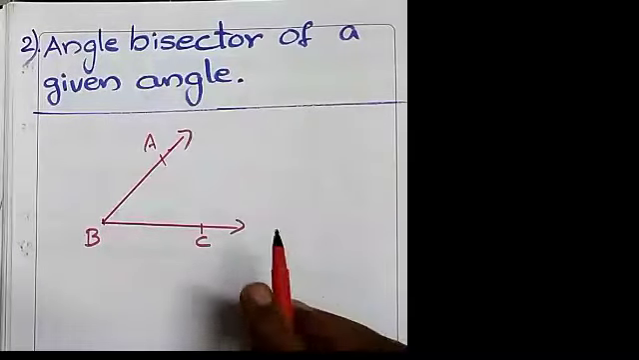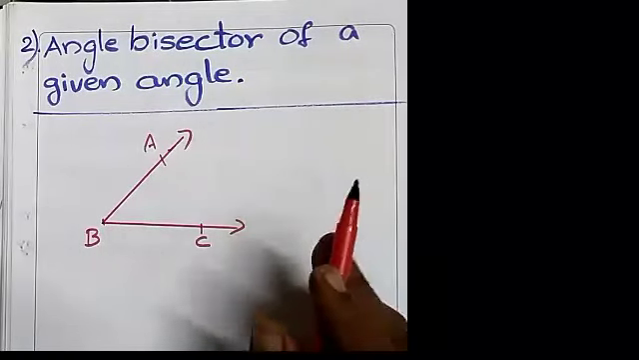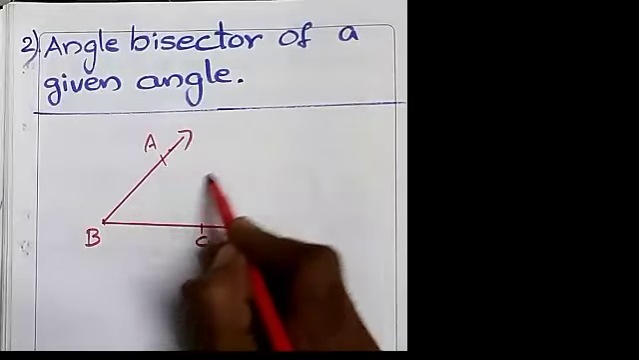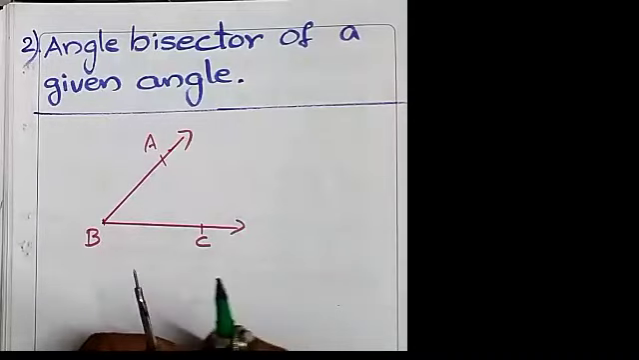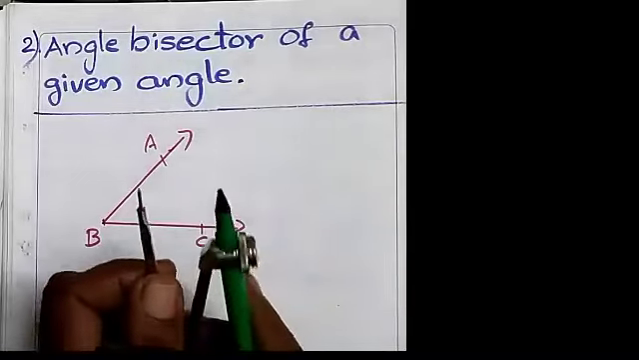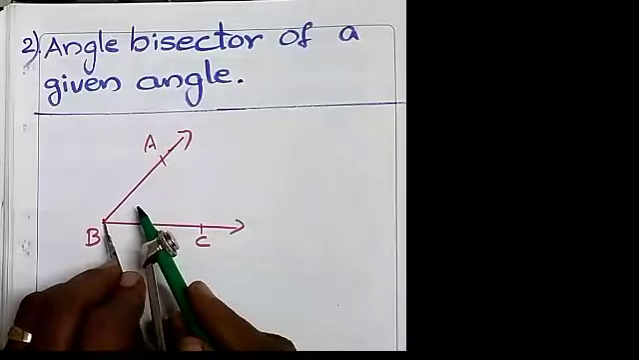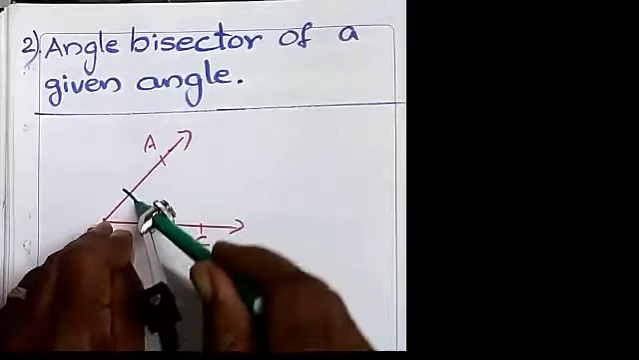Now we are going to construct the bisector of this angle. We need a ray which is bisecting, dividing this angle into two equal parts. So the position may be here. How can we locate that? For that, the steps: select your compass. Take your compass with the metal tip at B, and select any convenient radius. With the metal tip at B, draw an arc. Any convenient radius, you are drawing an arc like this.